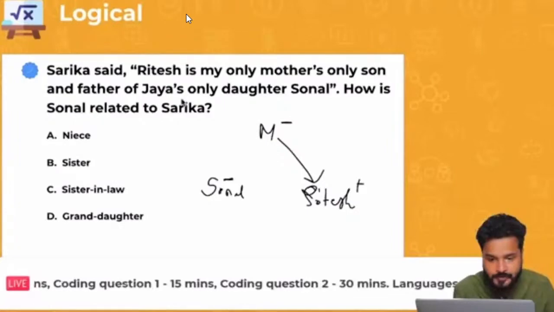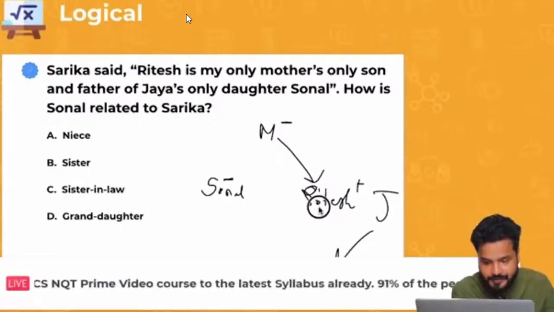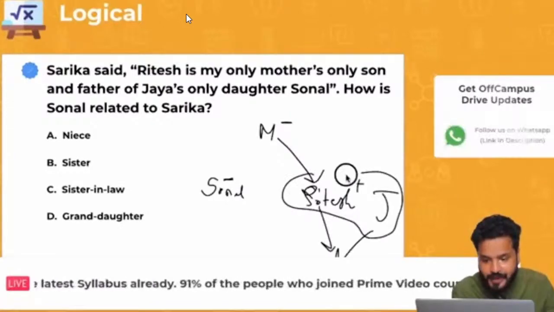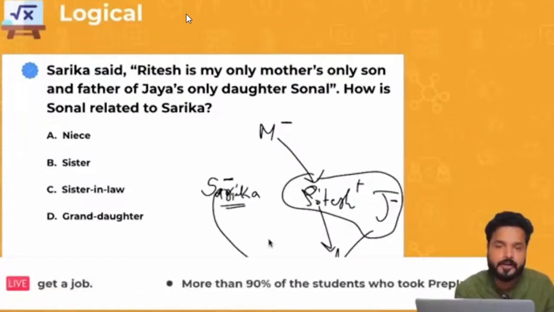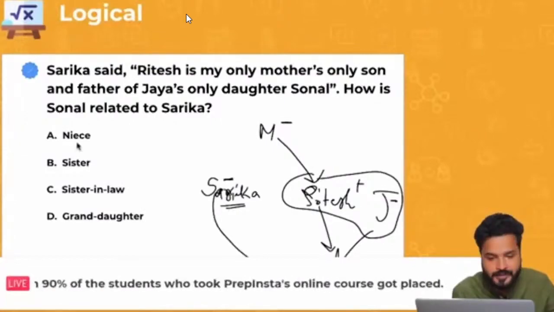Ritesh is the father of Jaya's daughter Sonal. So definitely Ritesh and Jaya are husband and wife. The question is, how is Sonal related to Sarika? I'm sorry guys, this is Sarika actually. So how is Sonal related to Sarika, guys?